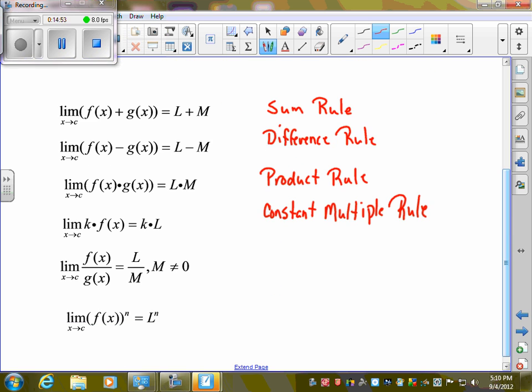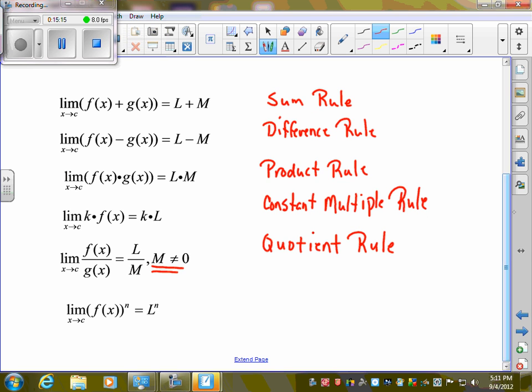Then you have the quotient rule. If you have f of x divided by g of x, then you're going to get L divided by m. But you have to make sure that you qualify that m cannot equal 0, because remember, division by 0 is bad stuff. So we talk about later what happens when you get 0 in the bottom in your denominator and how you do limits then.